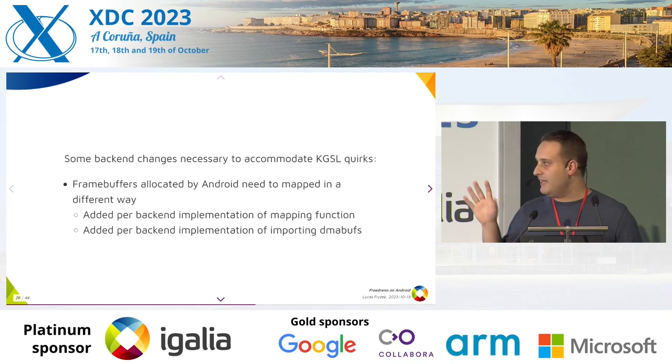I'll talk about it a bit later, but they come from a different memory allocator, which is a lot of fun to deal with, called Gralloc, and they need to be mapped differently than buffer objects that you allocate from the KGSL directly. So in the Freedreno backend, I needed to add support for a per backend implementation of mapping and importing DMA buffs to handle this unique KGSL behavior.